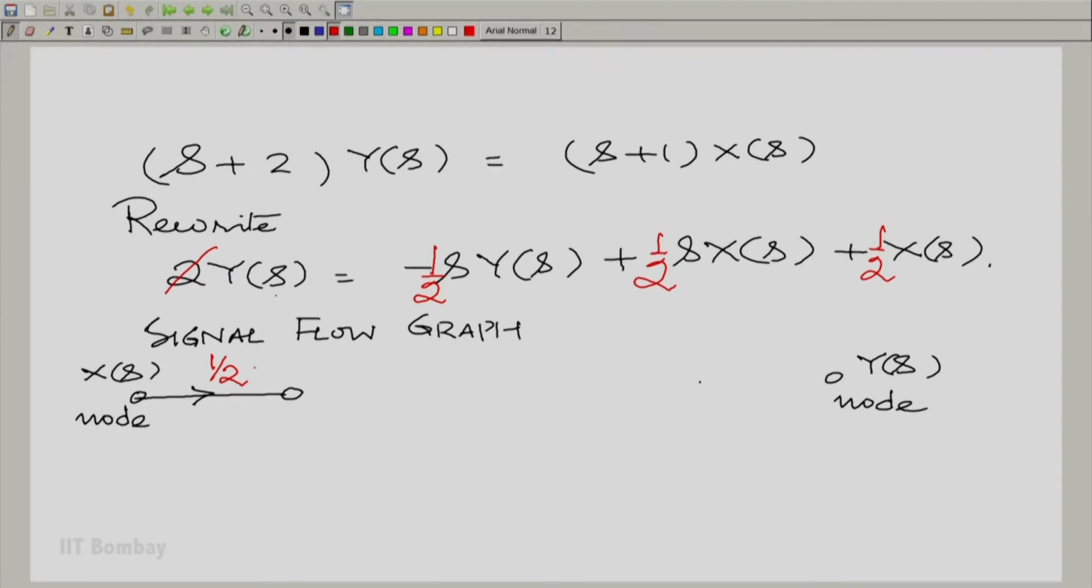Now, what do you need to do? You see, Y of s has been generated. So, let us assume Y of s was generated here and it is brought here. But before generation, you differentiated Y of s. You want to take care of this term here.